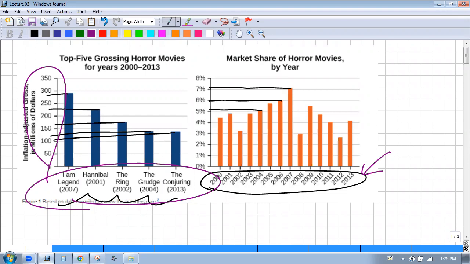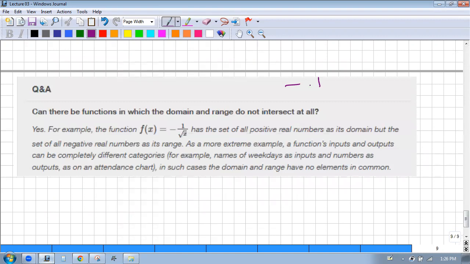So this example here, negative 1 over the square root of x, is a function, right? You look at that. First off, you can't divide by 0, so x can't be 0. And then you're also like, oh, it's a square root, so what's inside of there has to be bigger than or equal to 0.